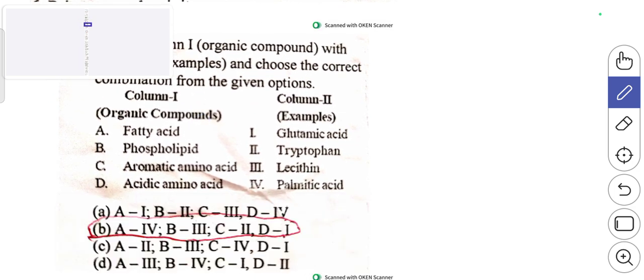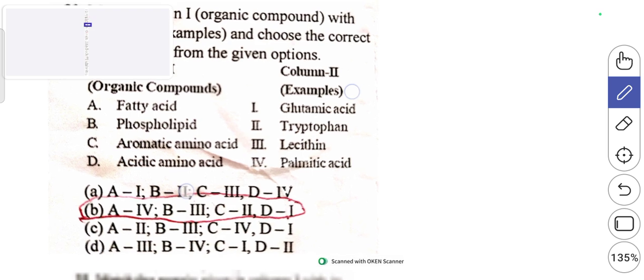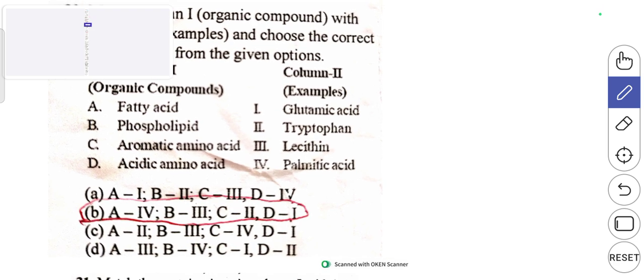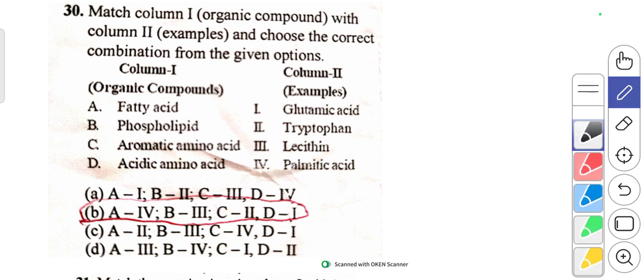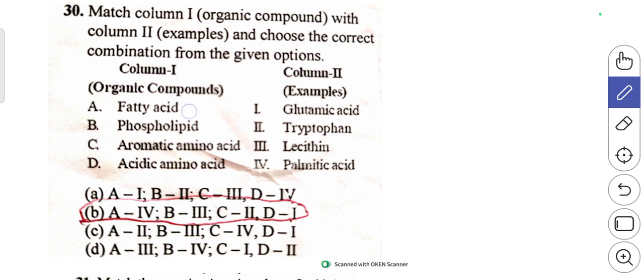So next one is from the topic biomolecules. Fatty acids, what are these fatty acids? What is the example for this fatty acid? The typical example for fatty acid is palmitic acid. Palmitic acid is a 16 carbon compound. So this 16 carbon compound is one of the examples for fatty acid.